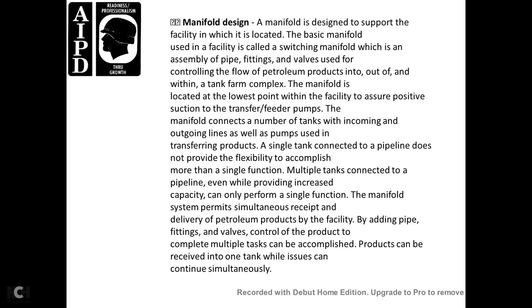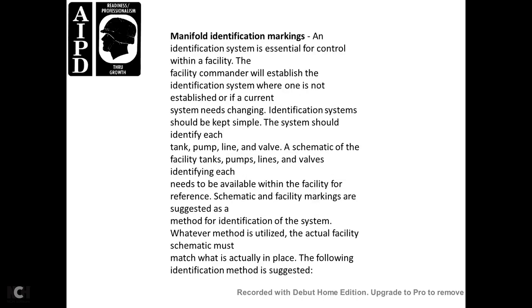A manifold system permits the facility to simultaneously receive deliveries of petroleum products. By adding pipe fittings and valves to control the product flow, multiple tasks can be accomplished. Products can be received into one tank while issuing can continue simultaneously.